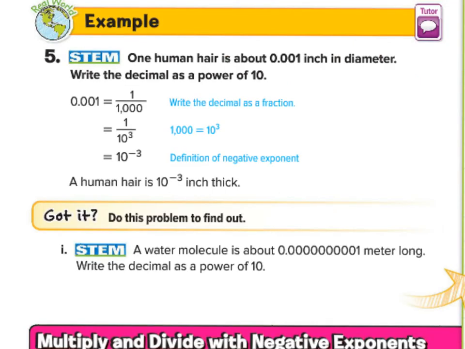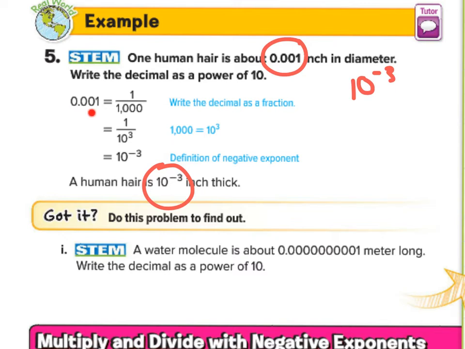Okay, now let's take a look at example 5. One human hair is about 1/1000th inch in diameter. 1/1000, 0.001 inch in diameter. Tiny, right? Write the decimal as a power of 10. So remember my little trick that I told you? You count the number of zeros, and that would be your negative exponent because we're going towards the right. So based on the trick, you would probably write 10 to the power of negative 3, right? Well, let's see.